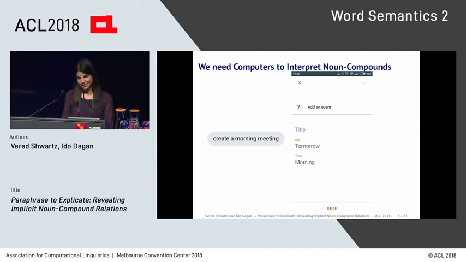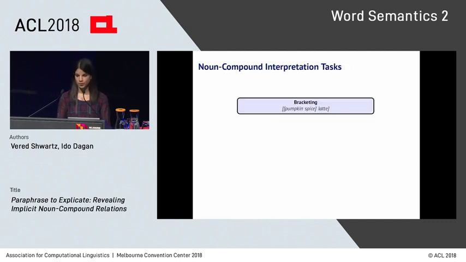So we are good at doing that. We also need computers to be able to do that. I don't think I need to convince you. Here's an example of a successful interpretation. I asked the Google Assistant to create a morning meeting, and it interpreted that as creating a new event in my calendar whose time is the next day in the morning. But that's a rather easy noun compound because morning is almost always a time modifier, but of course we could think about more ambiguous and complex examples.